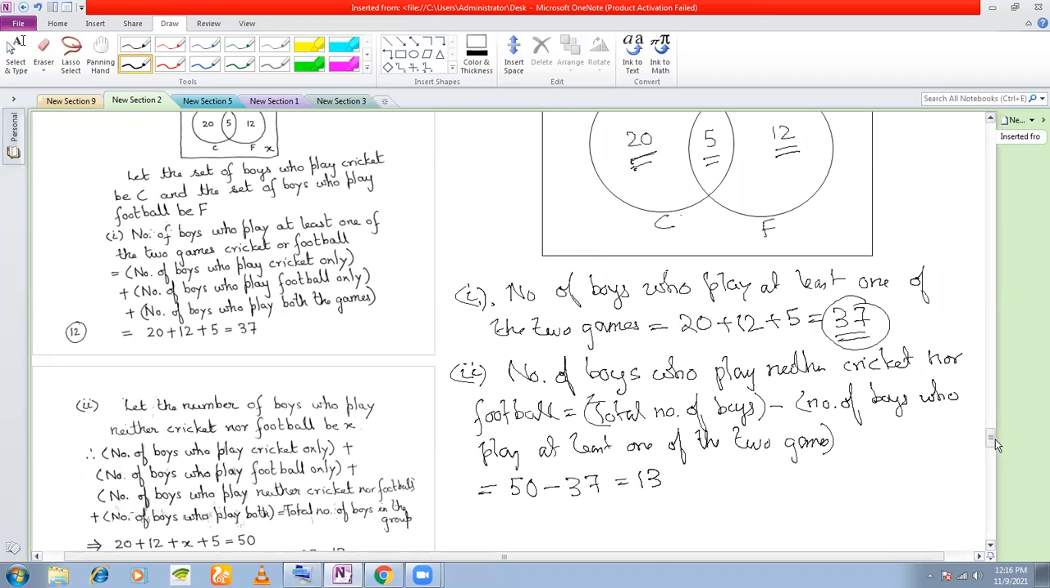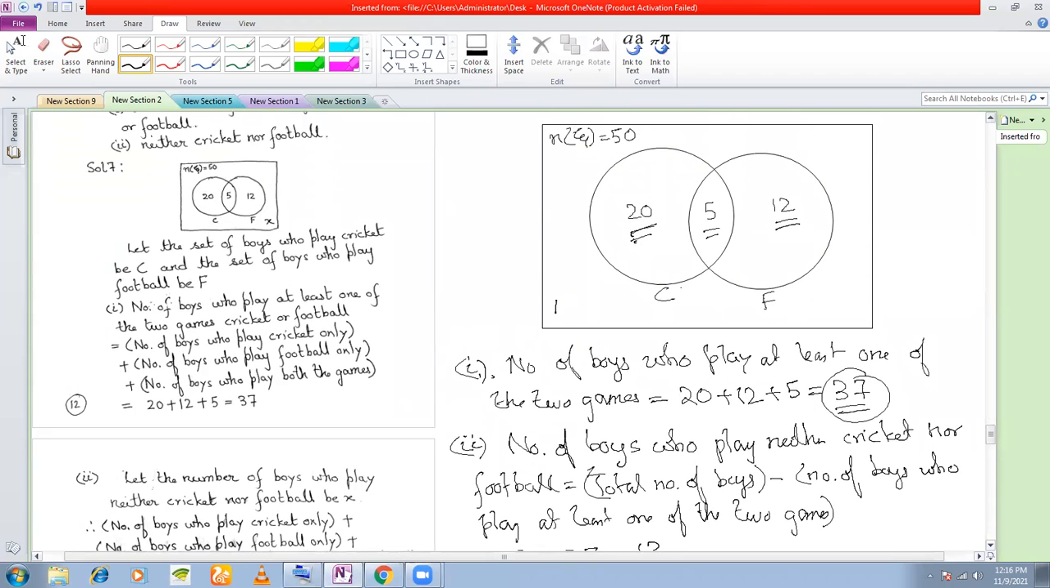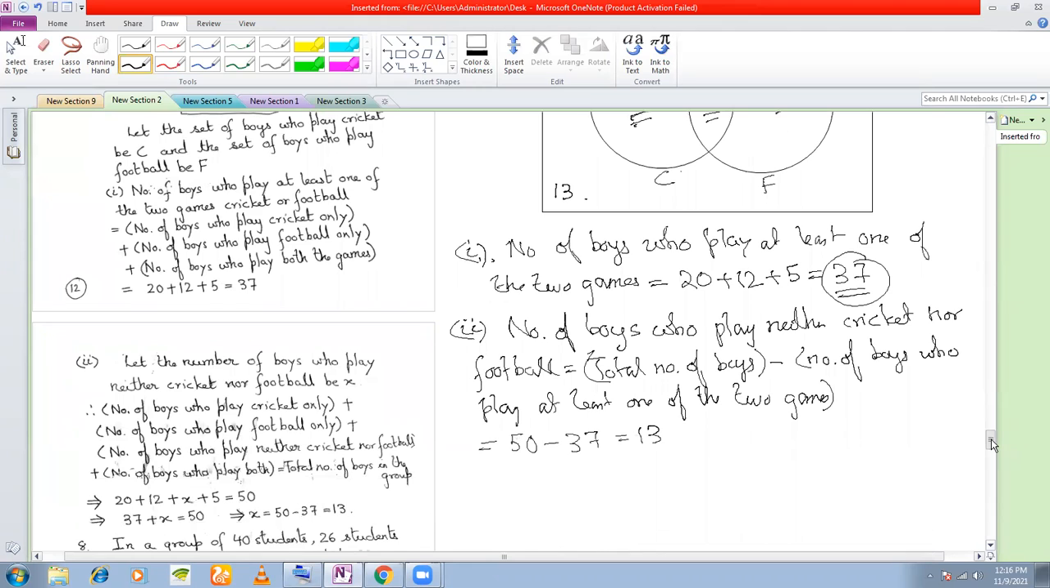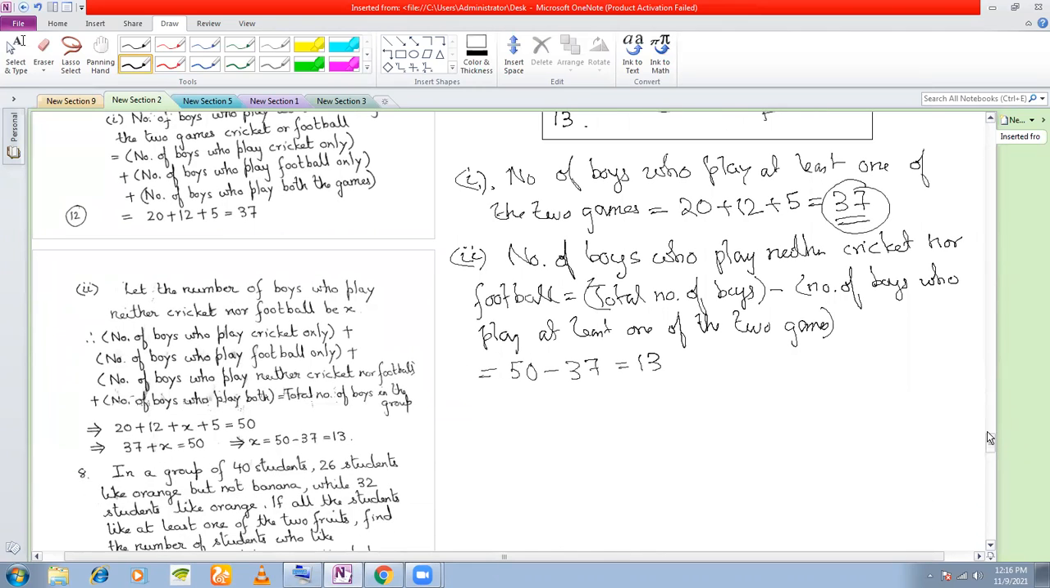13. And where will you write this 13? In the Venn diagram? Here. 13. Outside the two circles. This 13 means this 13 play none of the two games. Okay. Clear now? So I'll stop here then.